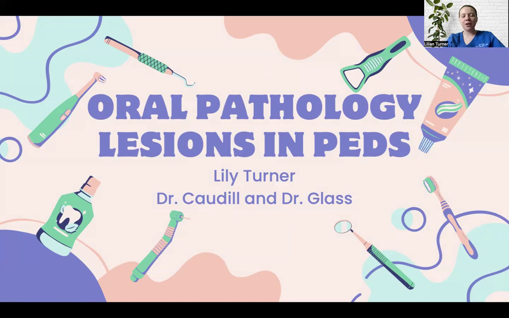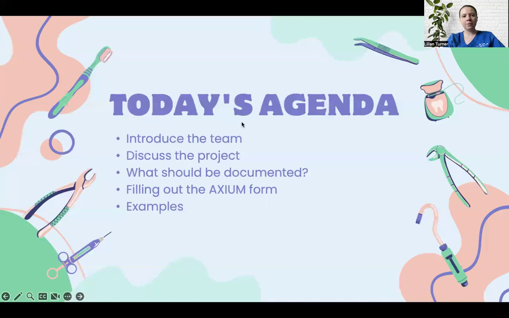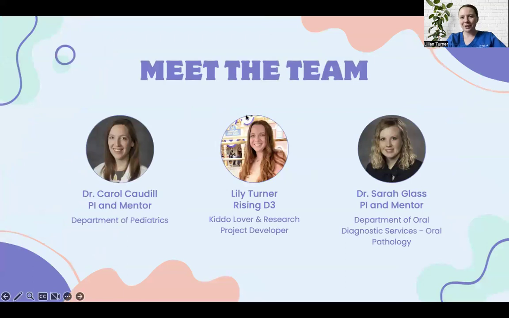My name is Lily Turner and I am working with Doctors Cottle and Glass this semester to do a little research on oral pathology lesions in the pediatric population. So today's agenda, we're going to talk about the team, discuss the project, talk about what we're documenting, filling out the Axiom form, and then giving some examples. So first of all, let's meet the team.